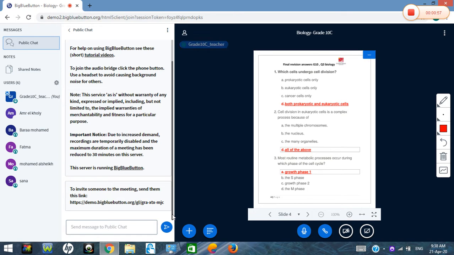Firstly, I would like to know that you understand the difference between G0, G1, S, G2, M. Okay? What is the difference between all these letters? Who knows the answer? Guys, be more active, please.